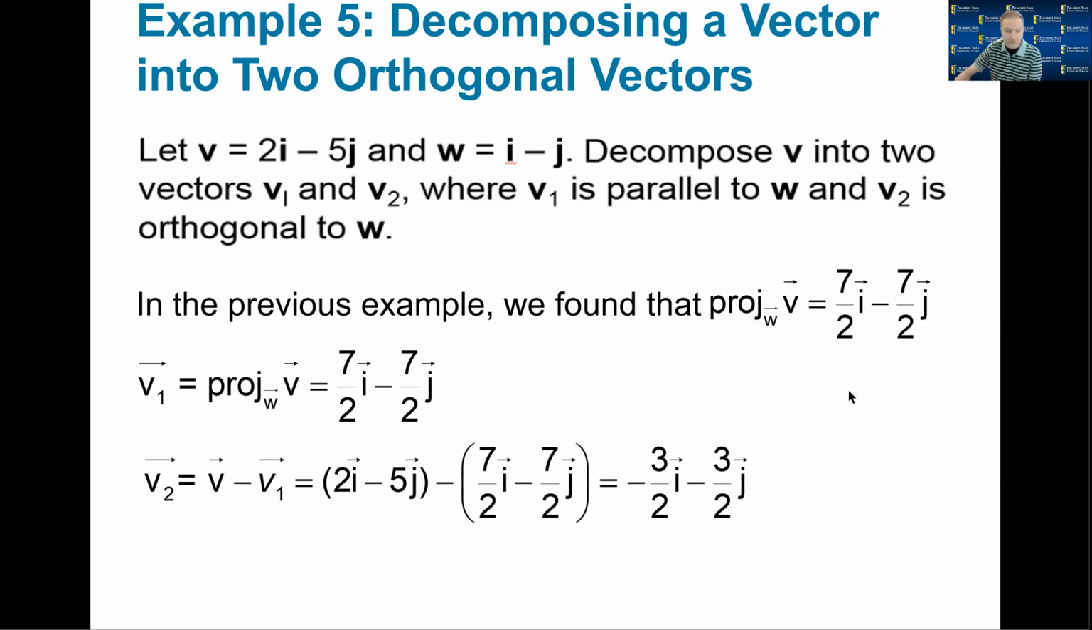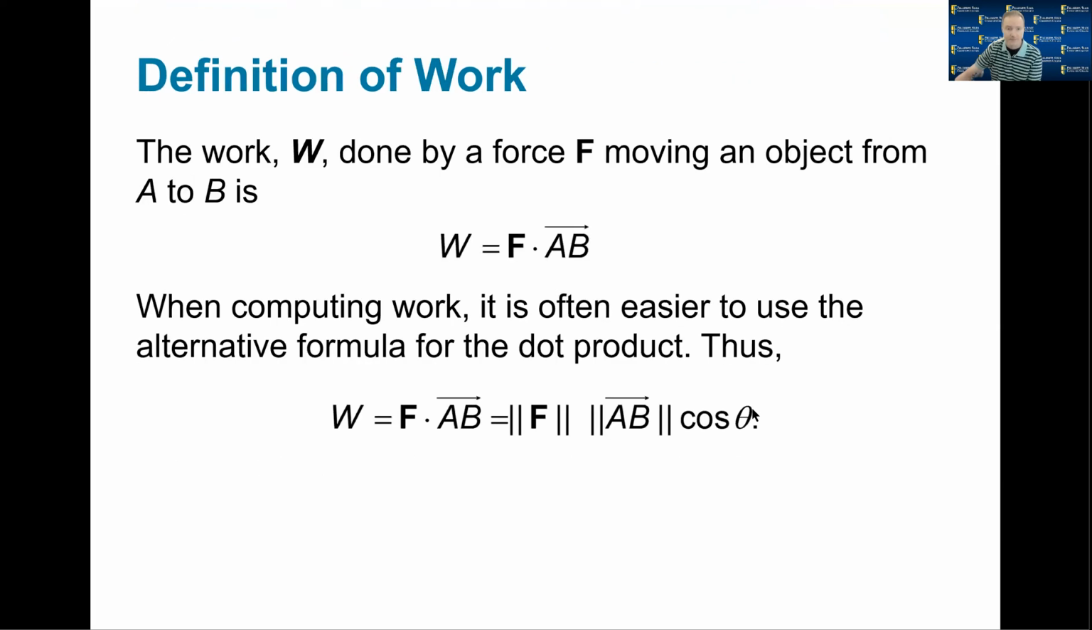One gives you the vertical movement of v, the other gives you the horizontal movement of v. So v1 plus v2 together would represent v. We have decomposed v into its direction in terms of vector w plus the vertical part of vector v that w cannot account for. So v1 and v2 together equal vector v.